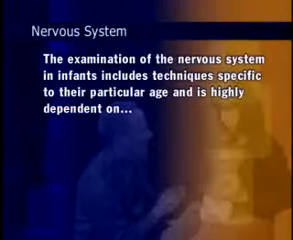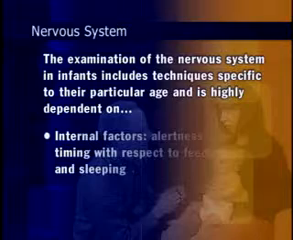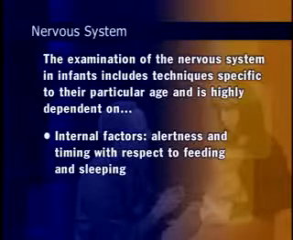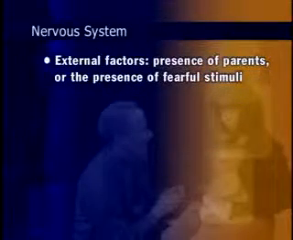The examination of the nervous system in infants includes techniques specific to their particular age and is highly dependent on several factors. Internal factors affecting findings include alertness and timing with respect to feeding and sleeping. External factors affecting findings include the presence of parents or the presence of fearful stimuli.